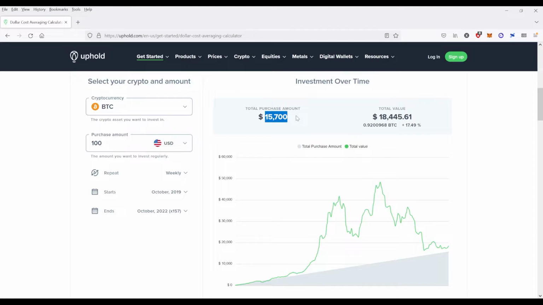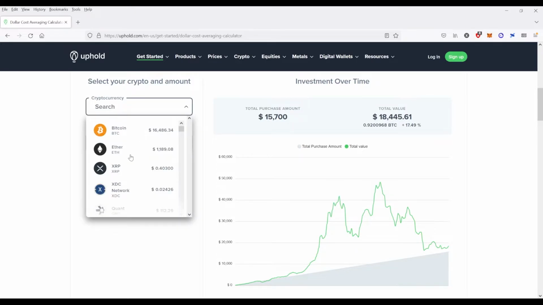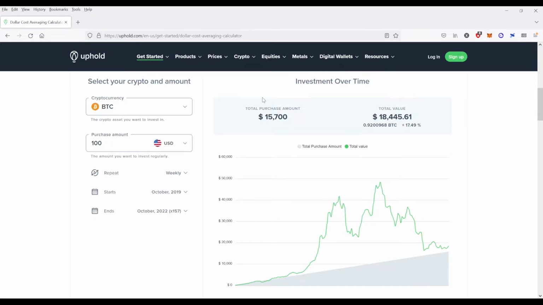So just for an example, I'm going to select Bitcoin, $100 every week from October 2019 to October 2022. And we can see here that the total purchase amount is $15,700. The total value at the end of that period is $18,445, or a gain of 17%. Now, it would obviously be a lot higher if we took out the bear market that we're looking at right here. However, that's kind of part of the cycle. That's the cyclical nature of crypto, and especially for Bitcoin.